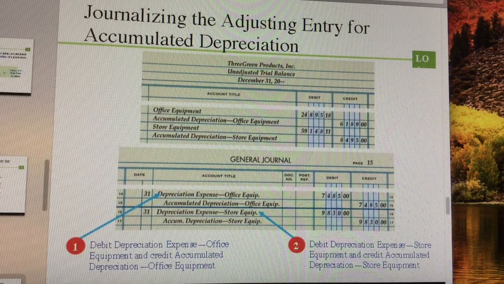So when we actually do journalize that final depreciation expense, this is what it would look like. You would have the depreciation expense of the office equipment debited, and then you would credit the accumulated depreciation of the office equipment. And these are done at the end of the year.